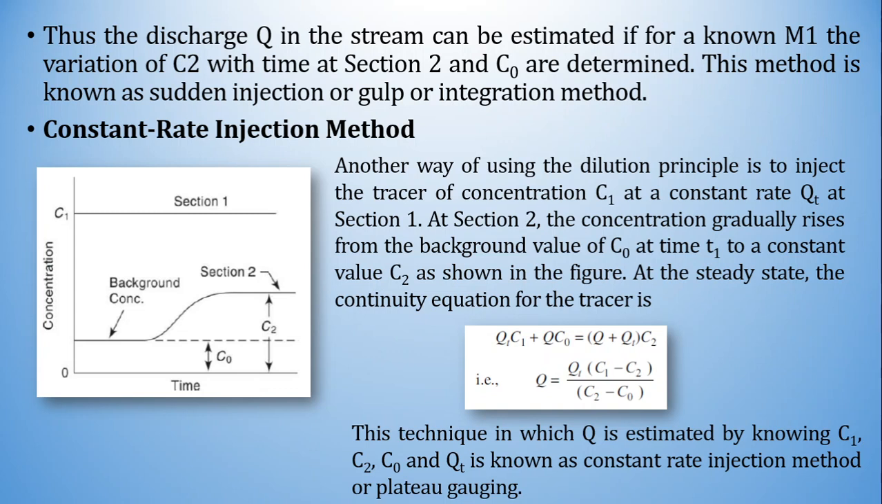At the steady state, the continuity equation for the tracer can be applied: Qt into C1 plus Q into C0 is equal to (Q plus Qt) into C2. So the discharge Q can be determined as Q equals Qt into (C1 minus C2) divided by (C2 minus C0). This technique, in which Q is estimated by knowing C1, C2, C0 and Qt, is known as the constant rate injection method or plateau gauging.